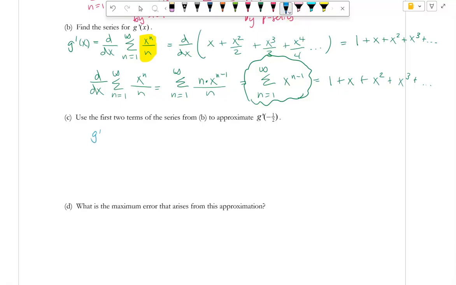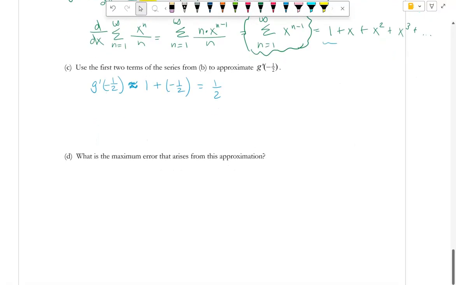All right, part C: use the first two terms of the series from B to approximate g prime of -1/2. Well, I'm just plugging in -1/2 for x. My first term was a 1, nothing to plug in. My second term is a -1/2. So my approximation here is 1/2. That should be approximately equals. I don't know if that matters that much.